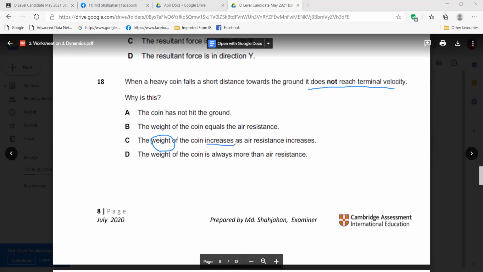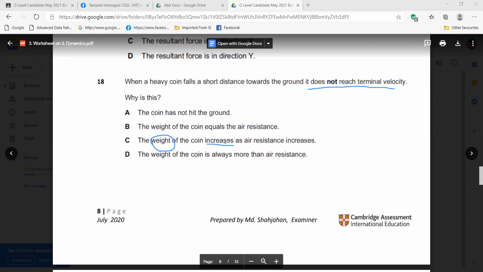Weight of the coin increases as air resistance increases. Weight will not increase. There is possibility that weight is decreasing. Weight is decreasing means in a sense that the resultant force is decreasing. Actually, weight is constant on earth. Why is weight constant? Because mass is constant and g is also constant. That's why weight is constant.